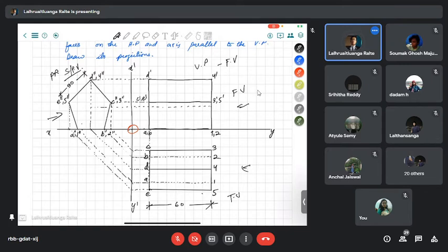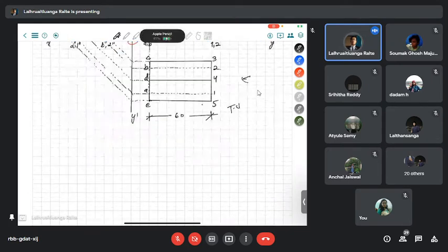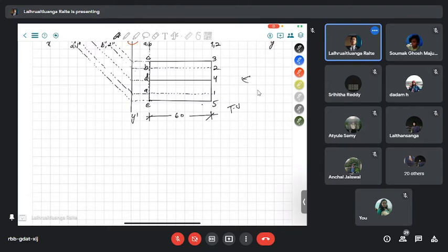All right. Now we'll move on to the next condition. Axis inclined to HP and parallel to VP.